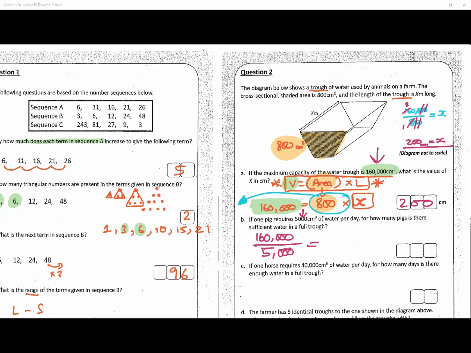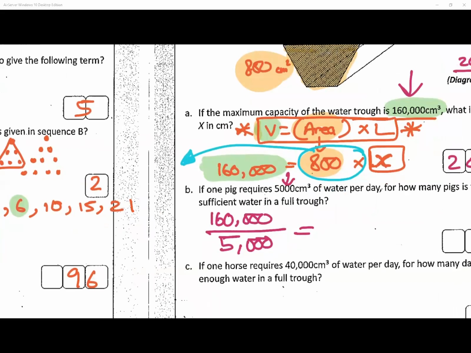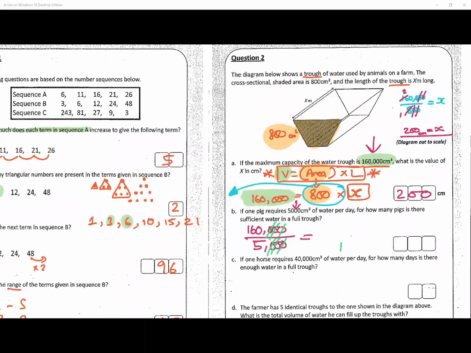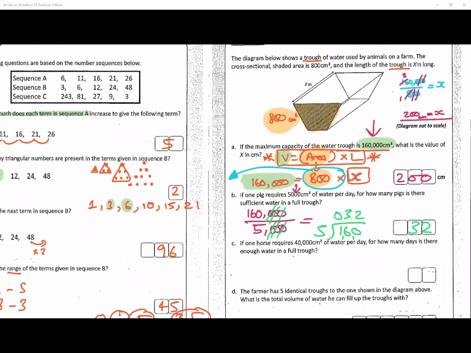So we start cancelling. Come on. Cancel. 1, 2, 3 zeros. So you've got 160 divided by 5 now. So how many pigs will that be enough for? 32. 32.